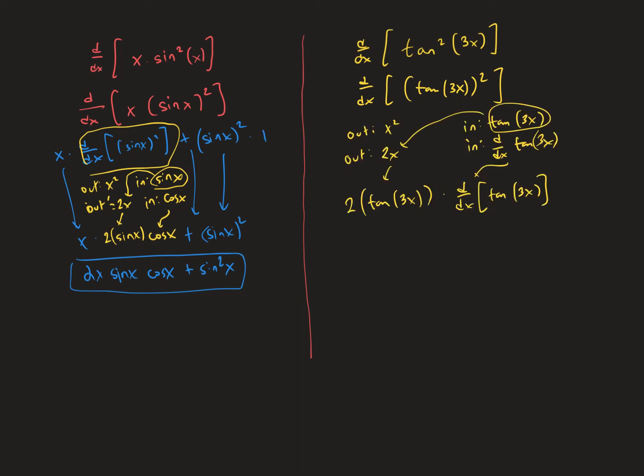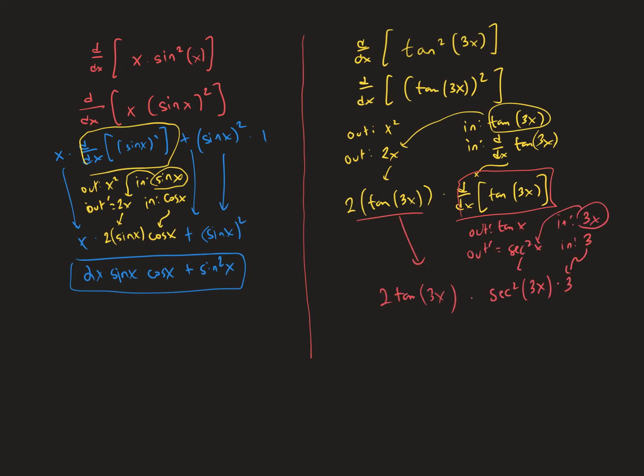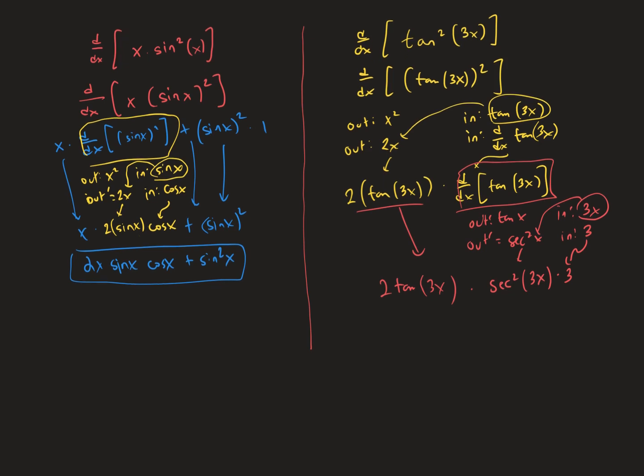So this is what the first level of the chain rule looks like, where the outside function is x squared and the inside function is tangent of 3x. And so now I need to focus on doing this derivative because this is now set in stone. And so this is what that would look like. So if I wanted to write the simplified form of it, it would look like this. There you go.